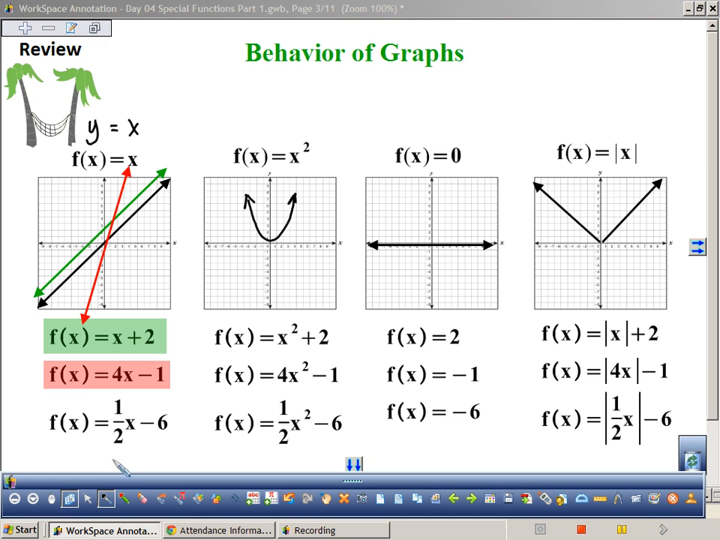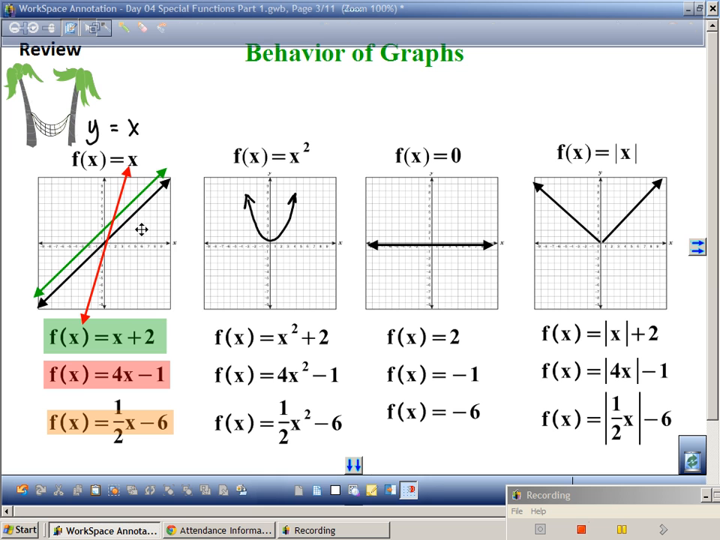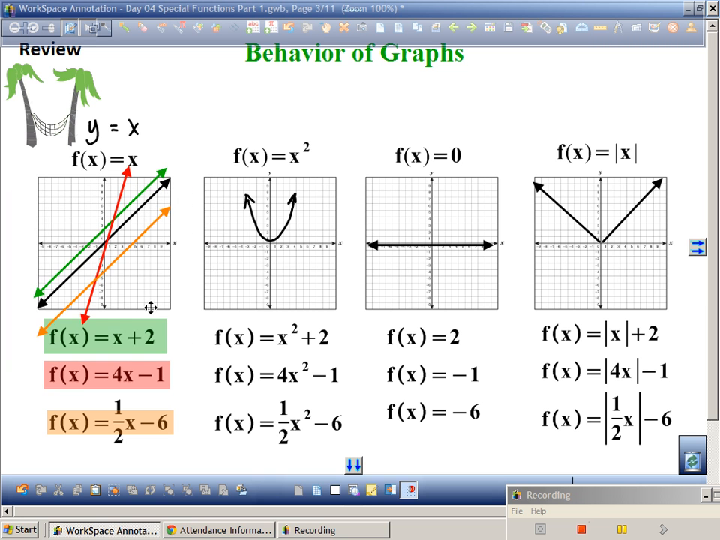Okay, what about this one? 1/2 of x minus 6. What color are we going to make that one? I don't have purple. Orange. Let's do orange. Alright, so I'm going to go ahead and grab my parent graph again. Hopefully that's the one I got. I did, and let's make it orange. Alright, so what's happening with this graph? 1/2 of x minus 6. It's going to shift down 6. Then what?